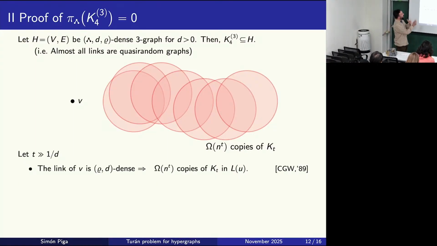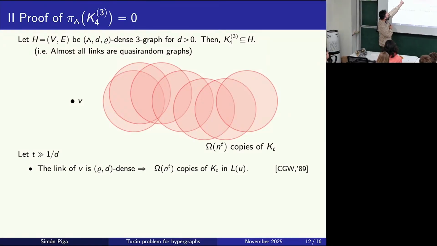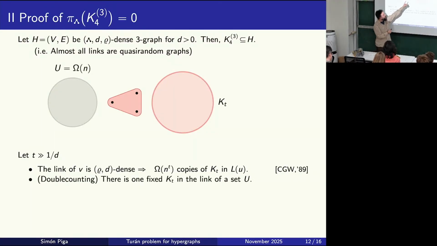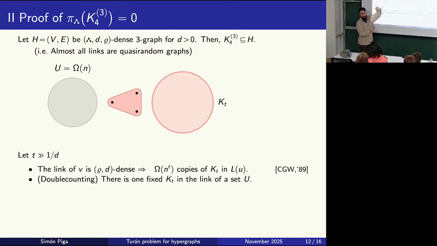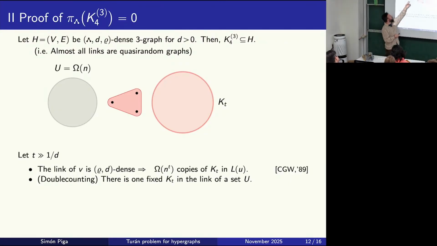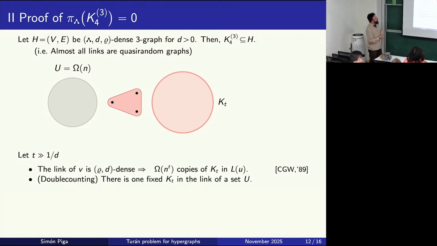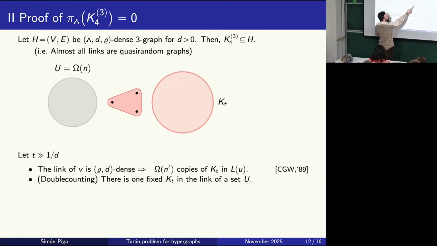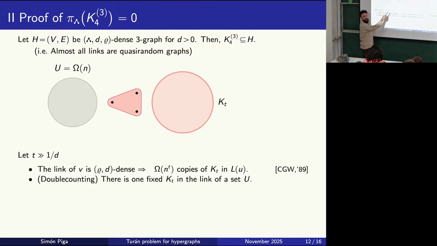So just by a double counting argument, for every vertex, you have many copies. That means that there is one copy that is good for many vertices. Right? And here many means linearly many. And here I think is the nice part: the fact that this is in the link of all these vertices exactly means that all these edges are present, right? So for this pair here in the link of all vertices here, that means that this vertex is connected to each and every one of them.